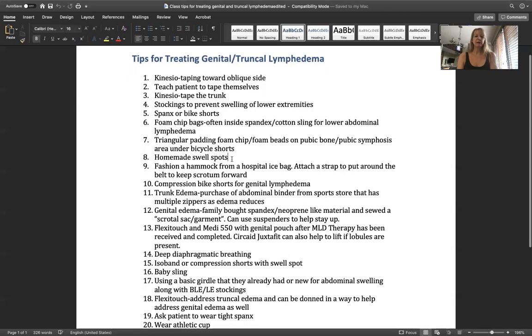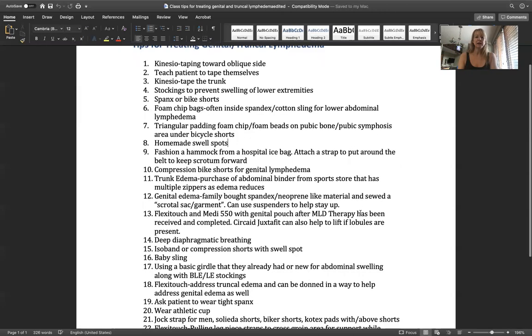Also, some people have made swell spots, which are great. Some people have even made their own, if you have any sewing skills, with some cheap egg crate. A twin sized egg crate foam mattress is about $15, and they'll cut different shapes and then sew some soft t-shirt material around those. Sometimes those hospital bags that have the strings on the end that you used to put ice in, attaching a strap or belt, can be used for scrotal swelling.